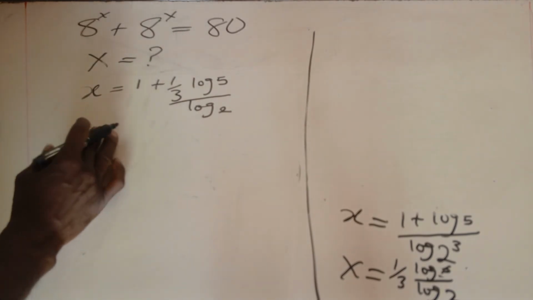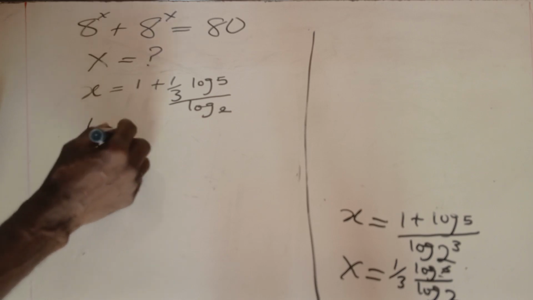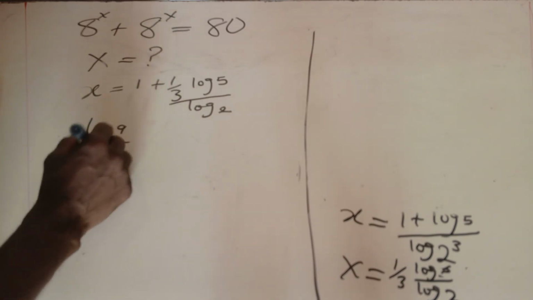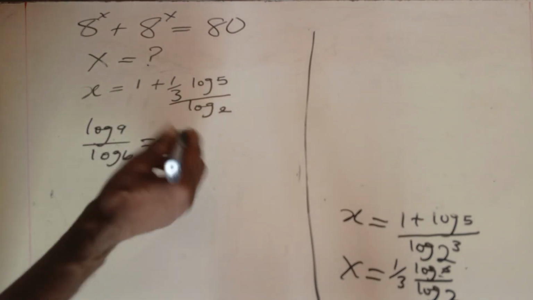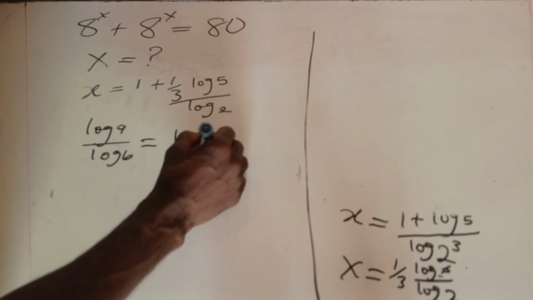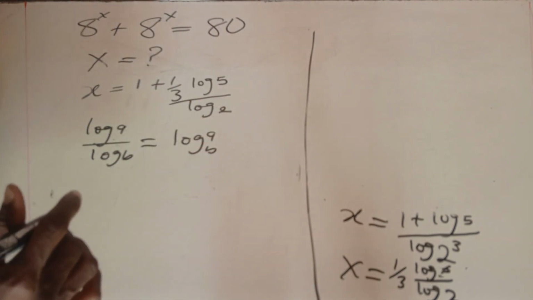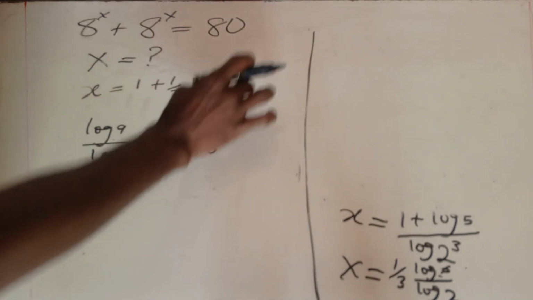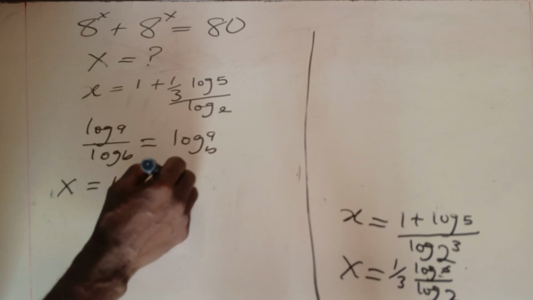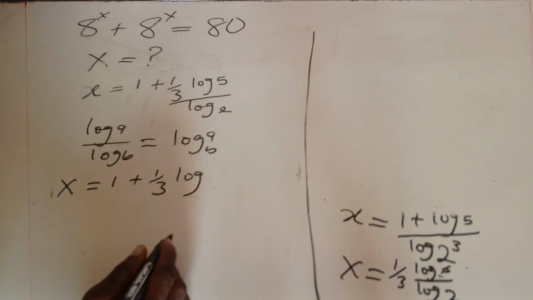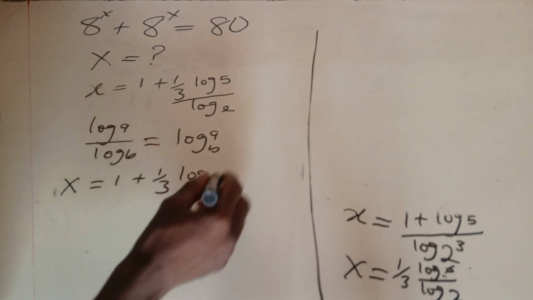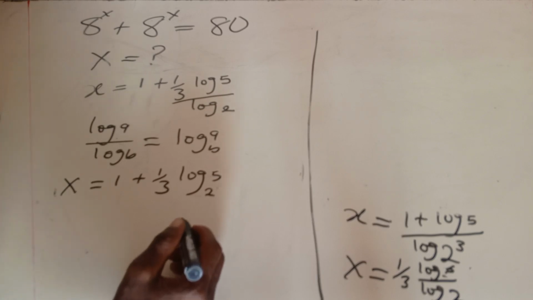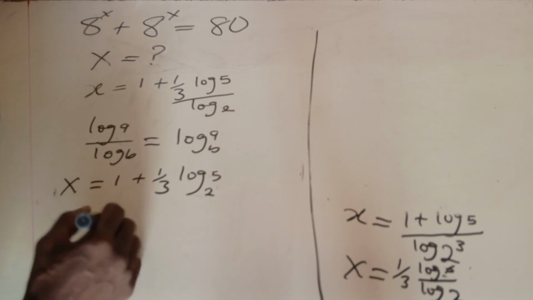Then we can use the property which says if you have log a all over log b, this can be written as log b of a. Also, we can change this into that form, where we have x equals 1 plus 1 over 3 log 5 base 2.